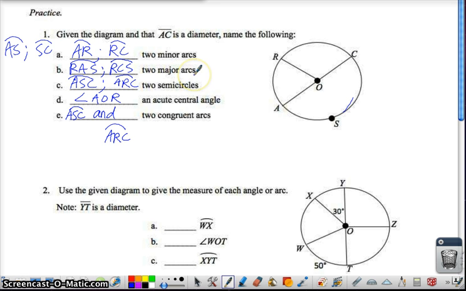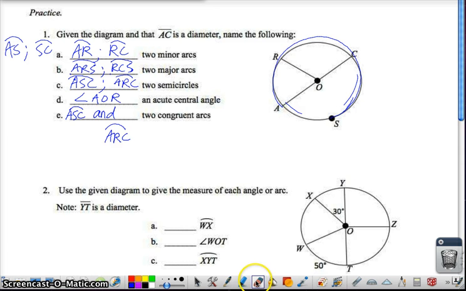For major arc, that has to be bigger than a semicircle. So a major arc is something bigger than a minor one. So we have ARS, actually I would have to say that I would switch this to ARS. Well, the RCS works, sorry. The ARS and the RCS. So ARS going all the way around, so it's more than a semicircle. This one's not more than a semicircle. And then RCS, which is more than a semicircle.